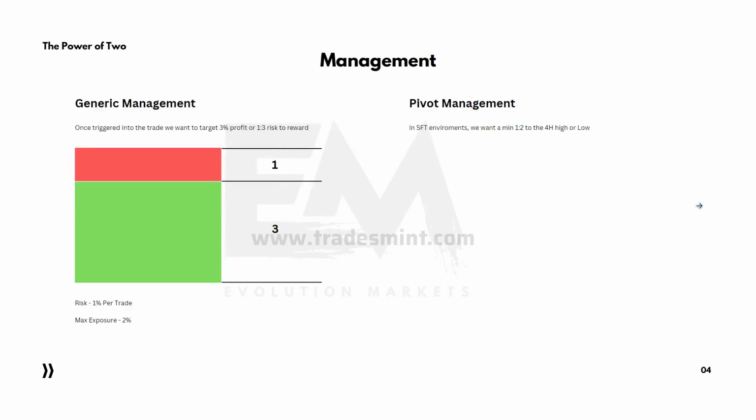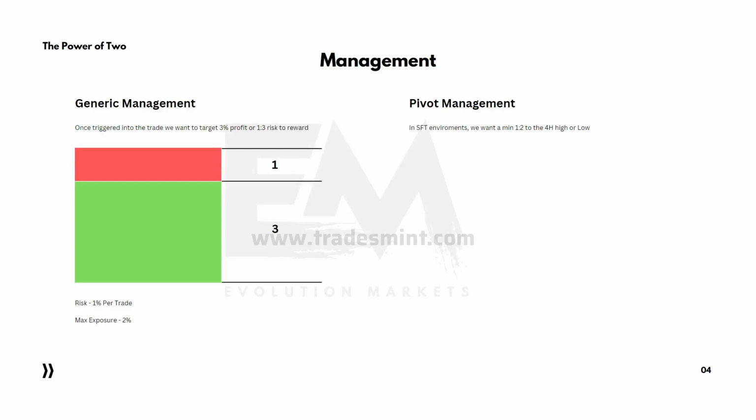Now let's touch on management of those trades. We've got our 4-hour nailed, we've got our 15-minute nailed, we know our session timings. Now we've entered the trade, let's talk about management. Our generic management, once triggered into the trade, you want to target a profit of 3%, or a 1 to 3 risk to reward. The risk that we take per trade is 1%, therefore our profit target is always going to be 3%. So if we've got a 10 pip stop loss, our TP is going to be 30 pips.